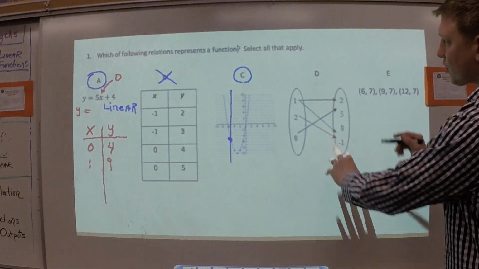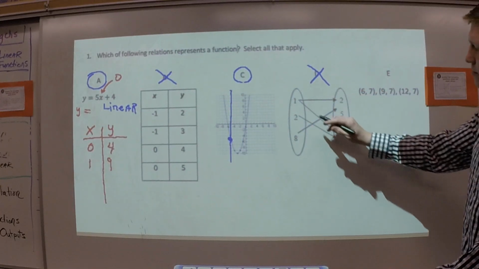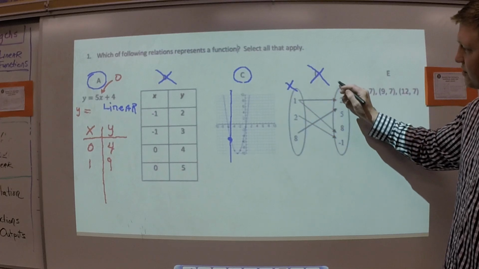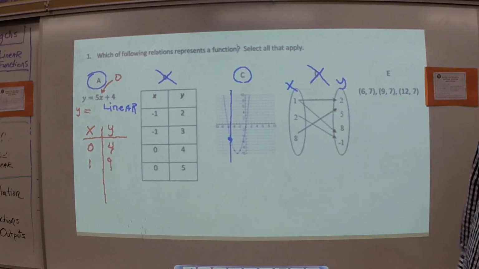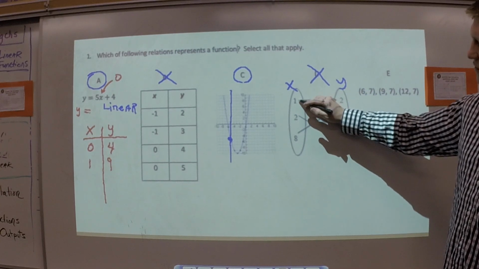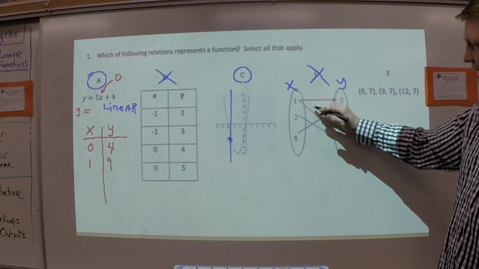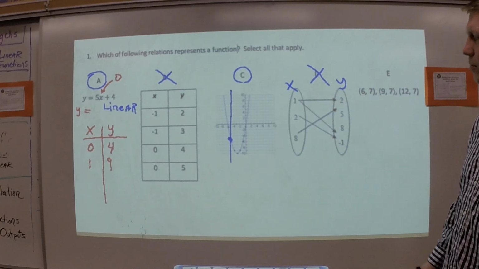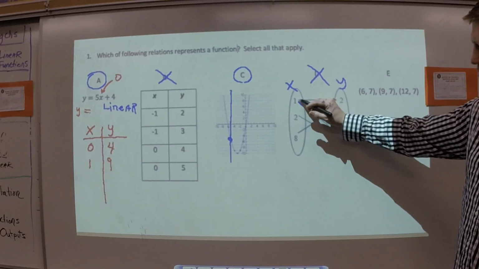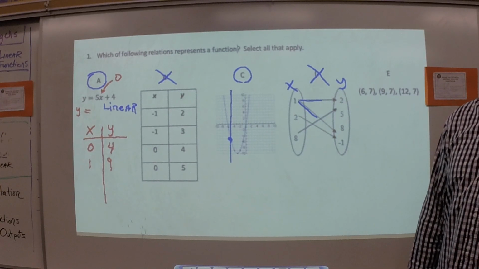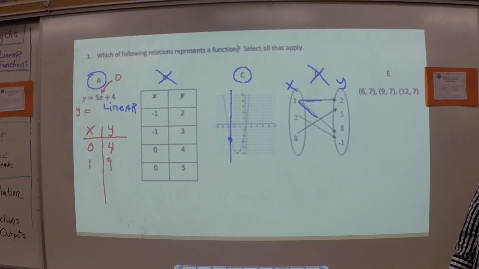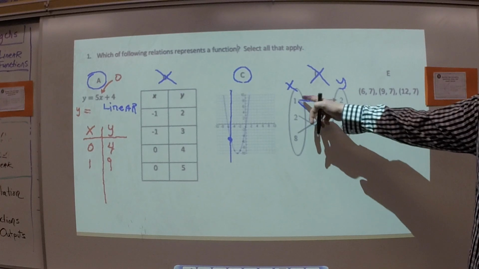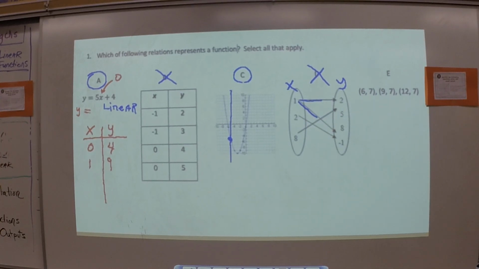This one, no, not a function. Why? Because of this particular x value. These are x values, these are y values, and this is called a mapping diagram. It goes from the input to the output, and it pairs up. So you're saying which ones pair up with which ones, and this one pairs up twice. If an x value pairs up twice, it means it is not functioning correctly. That particular value causes the whole thing to not be a function.